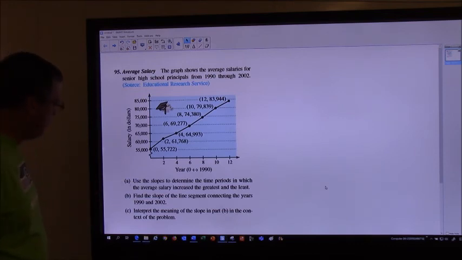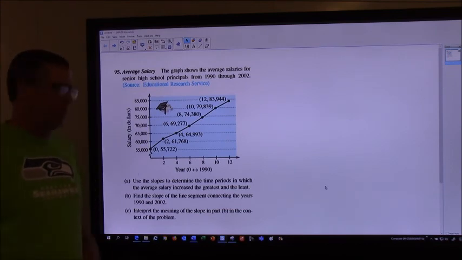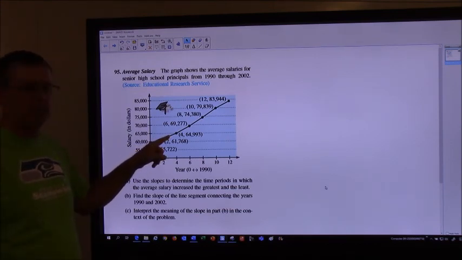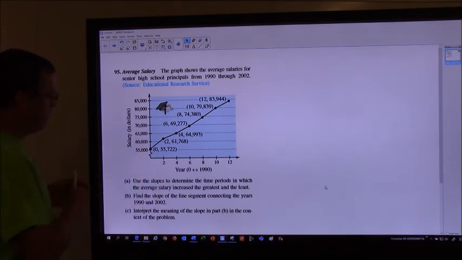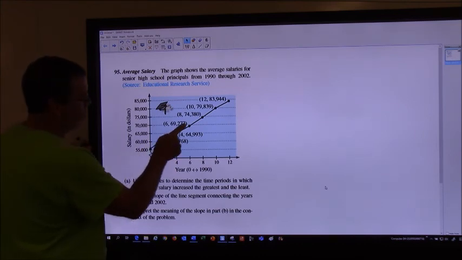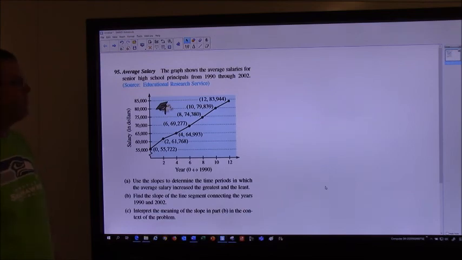So part A says to use the slopes to determine the time periods in which the average salary increased the greatest and the least. Now I could look at this and say I think that's the smallest slope and I think that's the biggest slope, so that's where it increased the greatest and that's where it increased the least. But that's not really what they're asking us to do. They want us to look at the slope and make sure. So really they're asking us to find 1, 2, 3, 4, 5, 6 different slopes in part A.